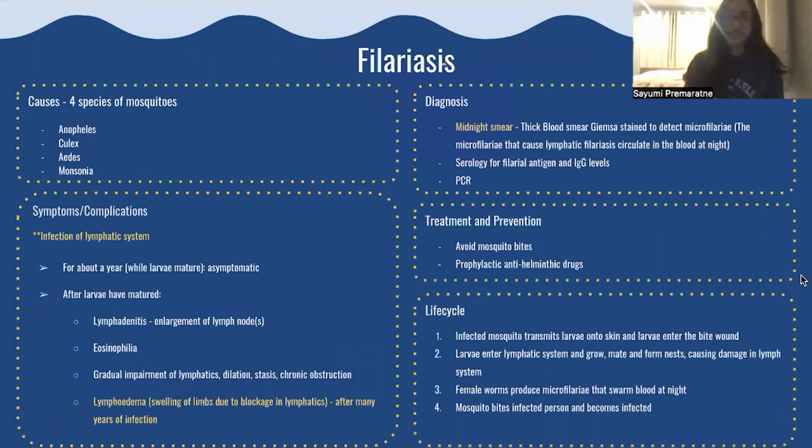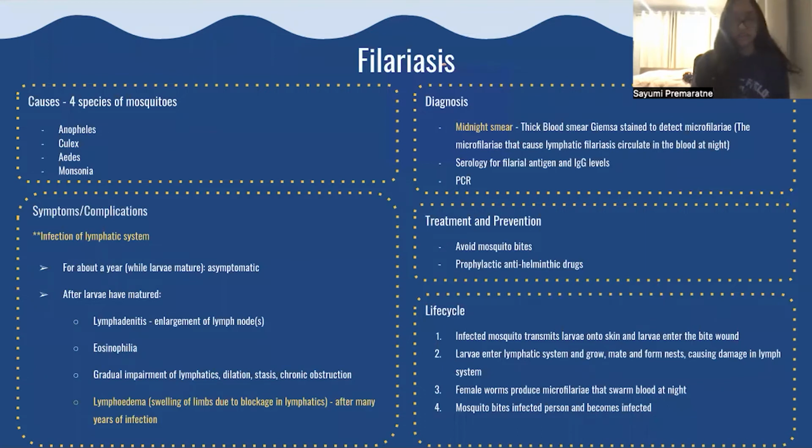So filariasis, it's caused by 4 species of mosquitoes that I've put there. And this is an infection of your lymphatic system. That's a really key point to remember, because most of the symptoms are related to your lymph nodes and your lymphatic system. For the first year, before the larvae have matured, there's pretty much no symptoms. But after they've matured, you get a bunch of problems, mainly to do with your lymph nodes and the circulation in your lymphatic system. So you would get an enlargement of the lymph nodes.